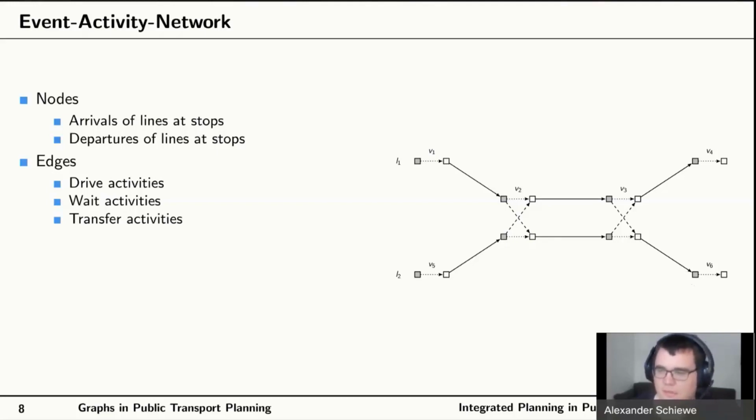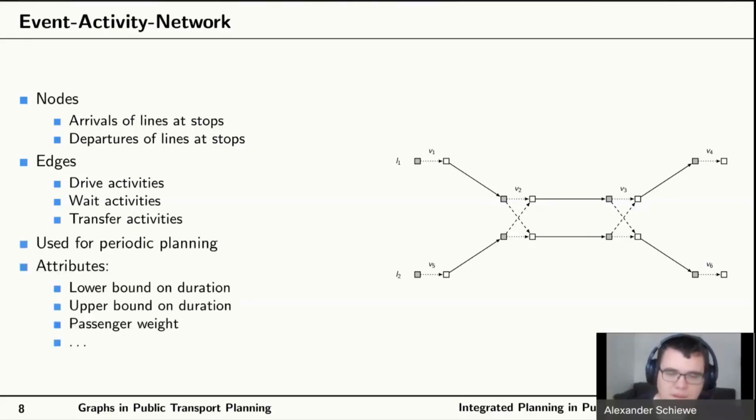So for example, the routing algorithms that we will discuss later in this week or that we use in Lintim are often based on such event activity networks. There may be other kind of activities to consider. For example, if we have some vehicle constraints or we have security constraints, but I don't want to go into detail here yet.